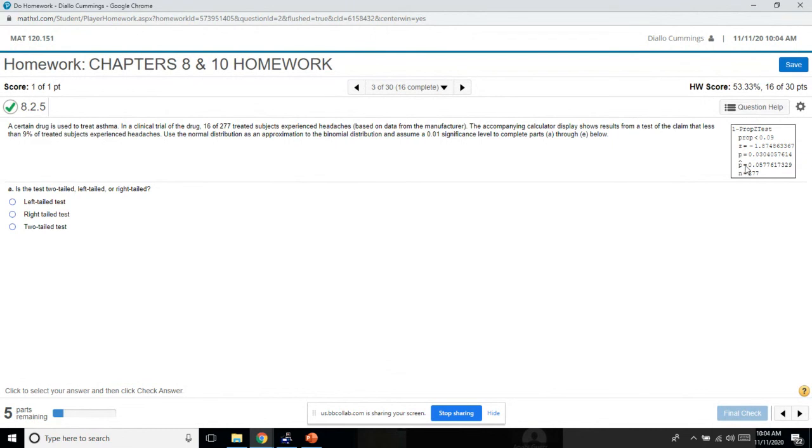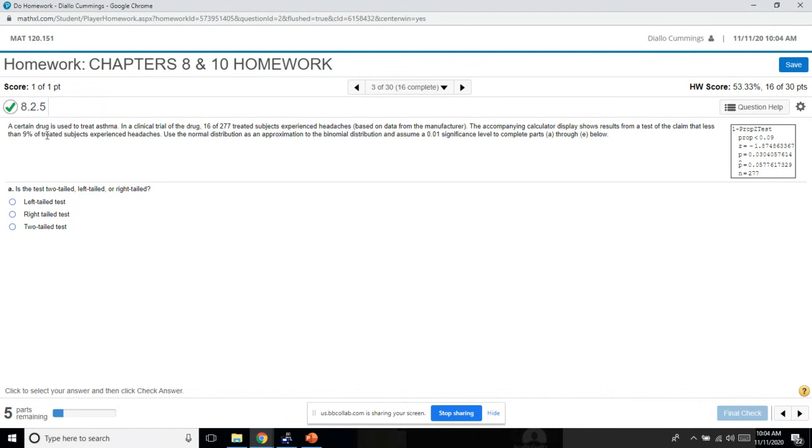Lastly, I'm given p hat, which is 0.5. So this is the sample proportion. I'm also given that n is equal to 277. Remember that n would be the number of people, or in this case, the number of trials. All right, so now we'll actually read through the problem.